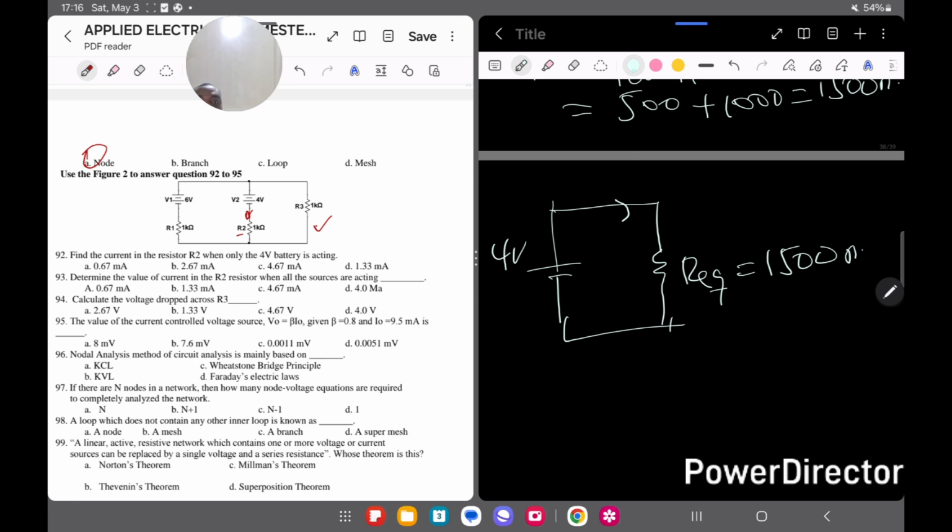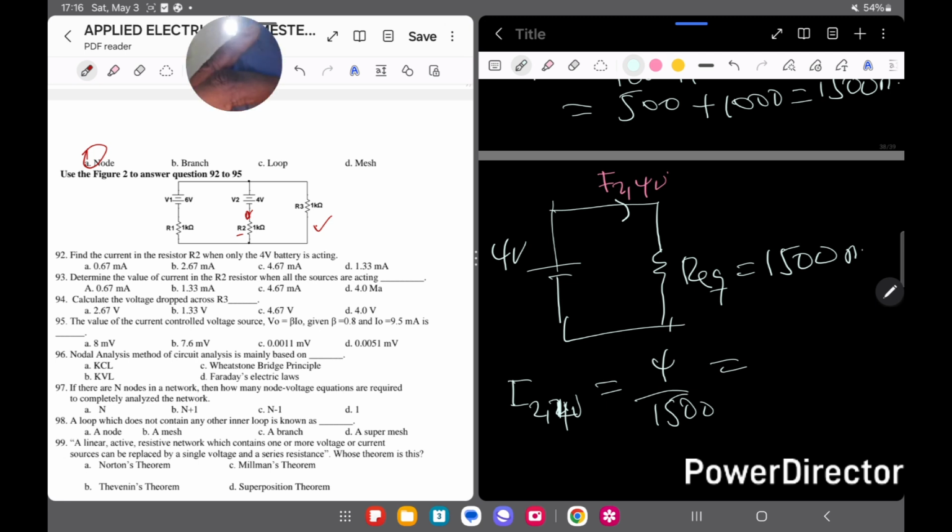So this current, which we refer to as I2 due to 4 volts, is going to be equal to, you just take the voltage supply. Now you just apply Ohm's law, which is going to be the voltage, which is 4 here, divided by the equivalent resistance, which is 1500. So when you do this, what do I get?